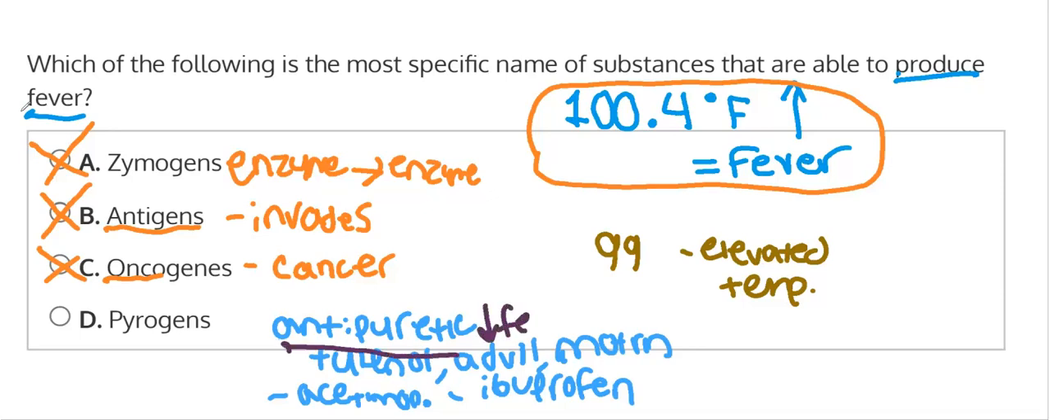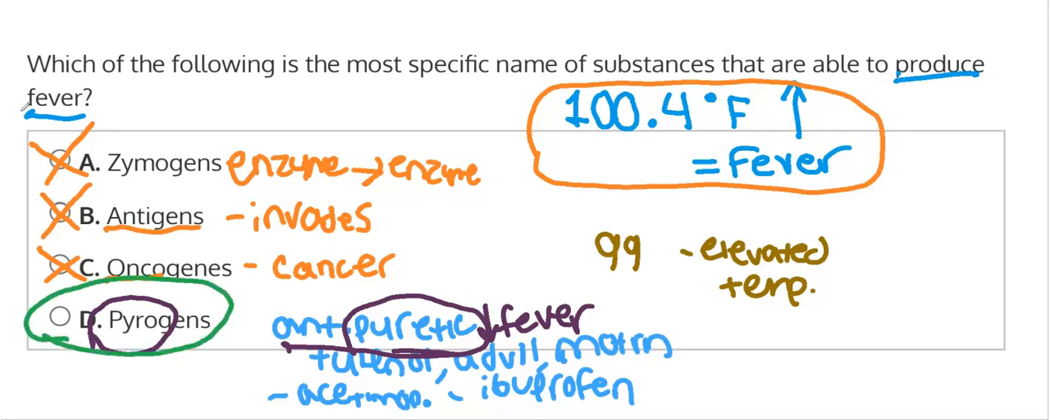So reduction of fever, and the reason it's called that, if you look at the pyretic part, pyrogen, this would be the name of the substance that produces fever. So anti against, so antipyretic reduces fever, pyretic fever, pyrogen produces fever. And therefore, option D, pyrogen, would be our correct choice for which substance produces a fever in the body.